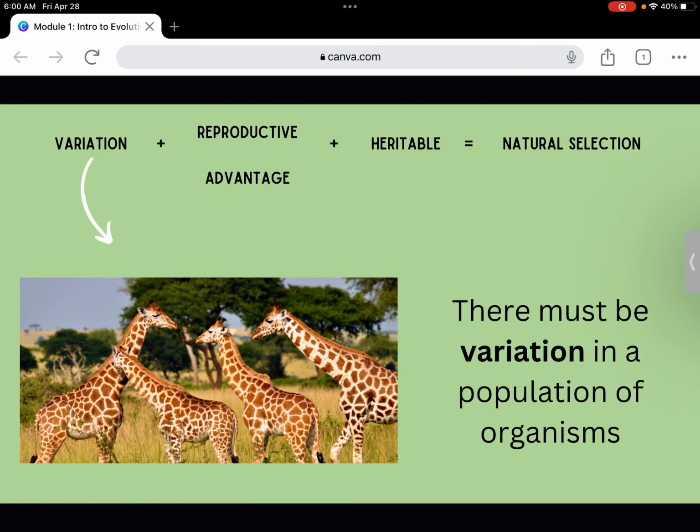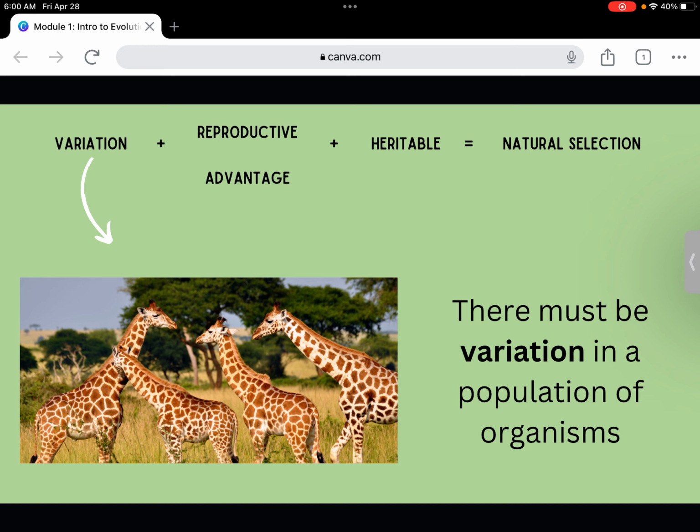So here at the top is our natural selection recipe. We have 3 ingredients, we whip them all together, and we get something we call natural selection. So let's examine the first ingredient, variation. Variation is that difference amongst individuals in the population. Natural selection cannot occur if variation does not exist.